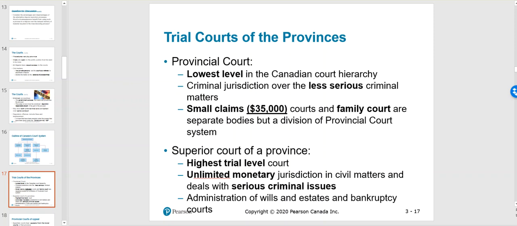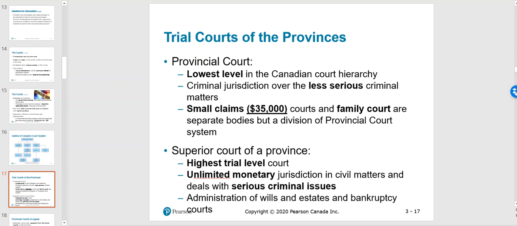Why is this important? Because in a small claims court, procedures are much simpler. You don't even need a lawyer. You can have one, but you don't need one. So you can do it yourself. You're saving money. Okay?